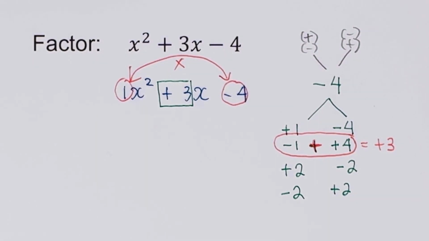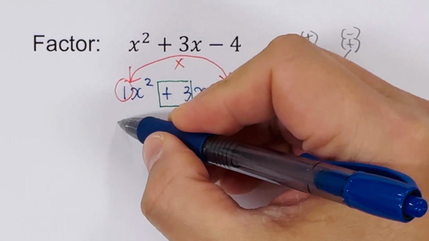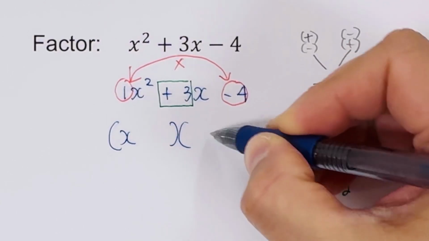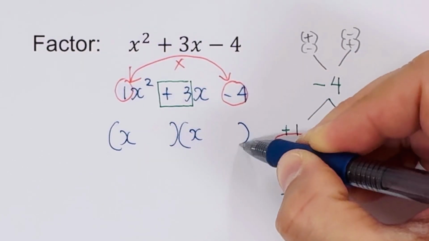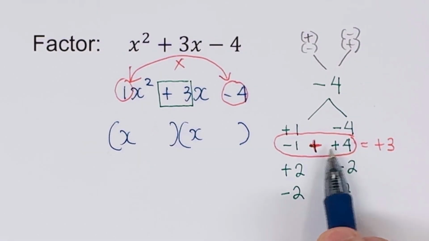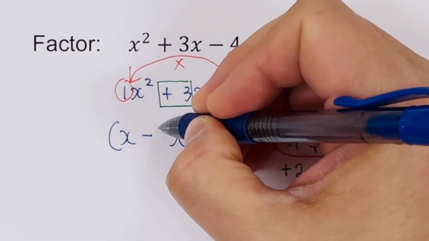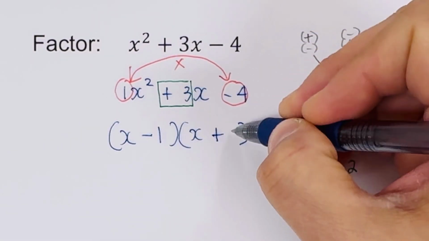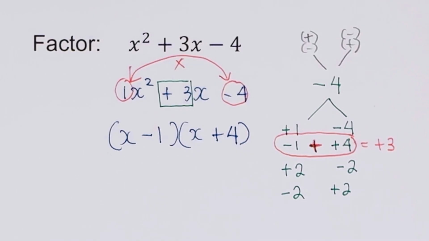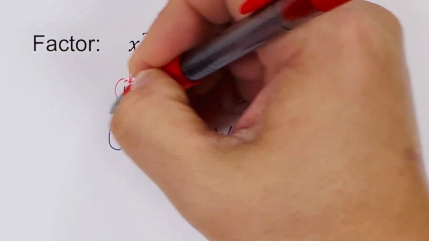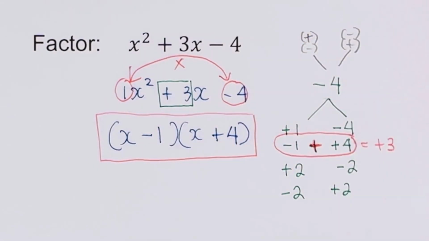So that means our factored form for this would be x and x. So we always start with x and we pair them up. It can be in any order. So I can have negative 1 and positive 4. So this is the factored form for that trinomial that we have up there. Now let's have another example.